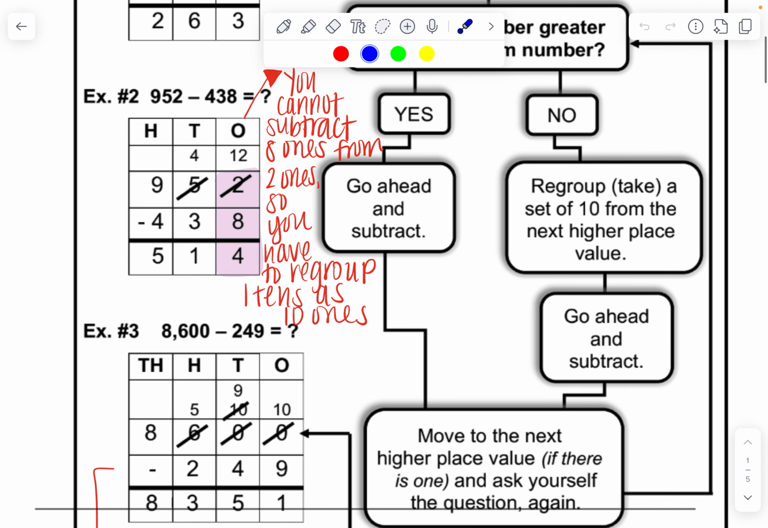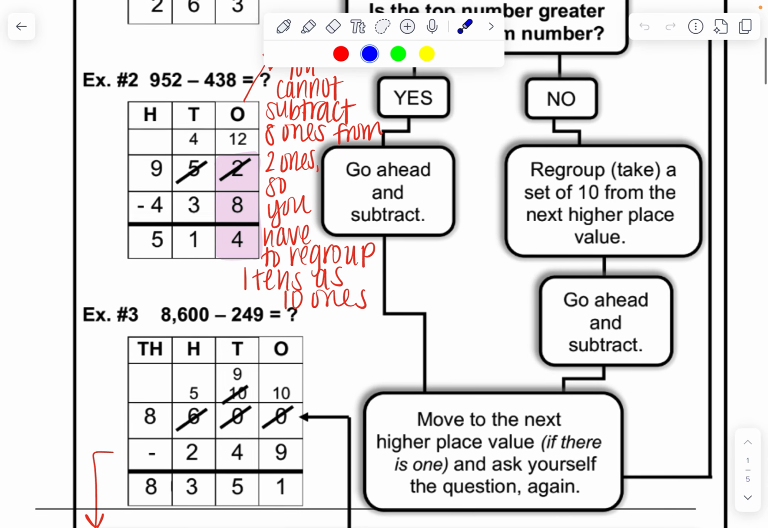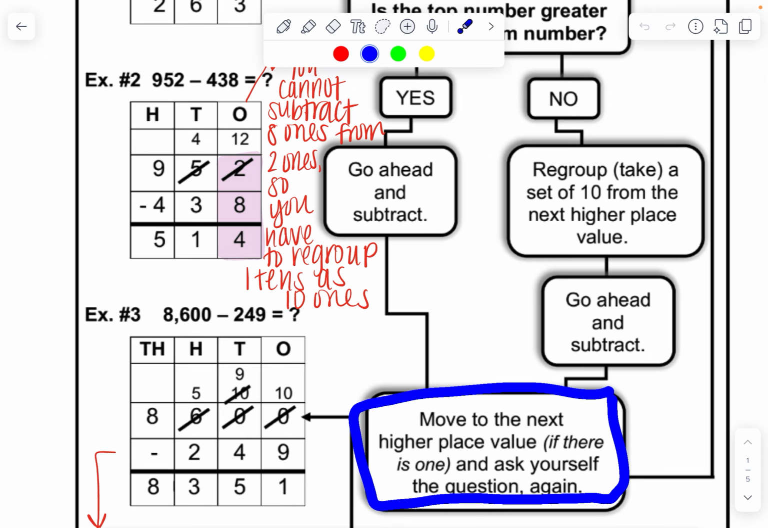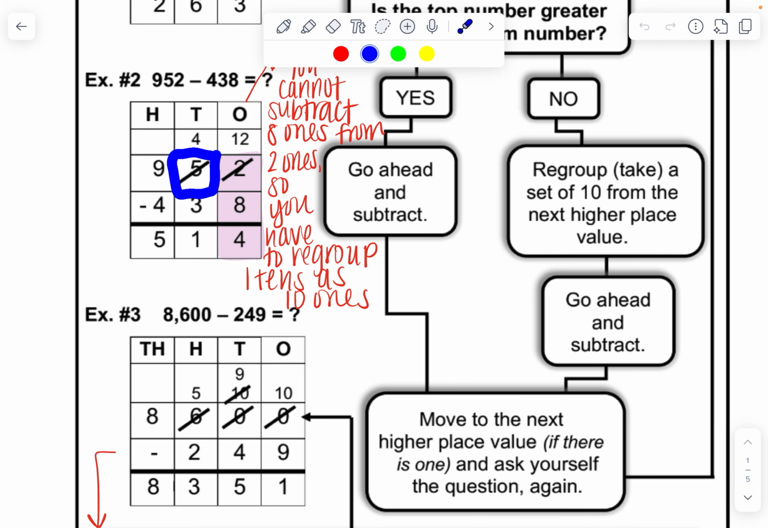Nice. After I'm done with my ones place, I then move to the next higher place value. So I move to the tens place. Remember, I no longer start out with 5 tens. I'm now starting out with 4 tens because I regrouped one of them, right? So 4 take away 3 gives me 1. Nice, easy math because my top number was greater than my bottom number.